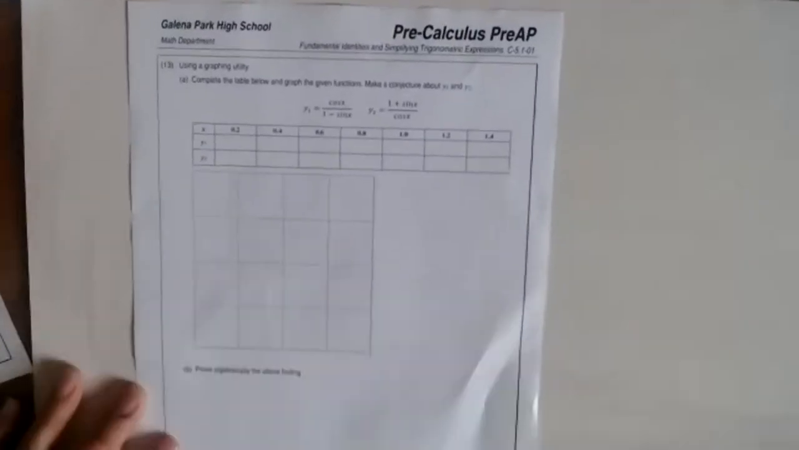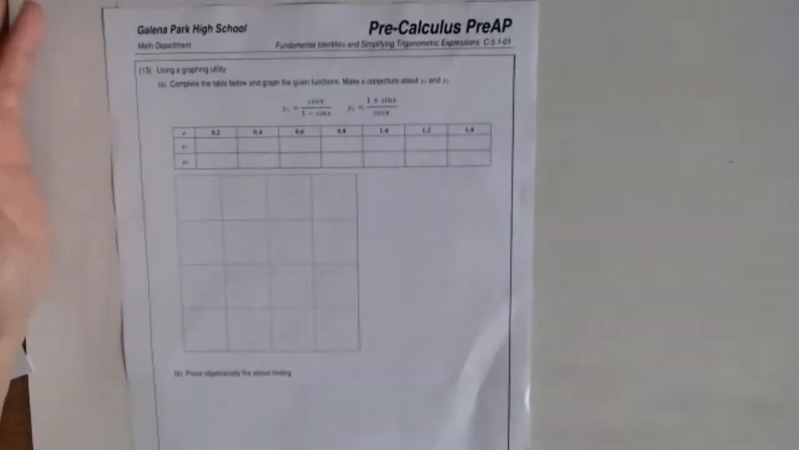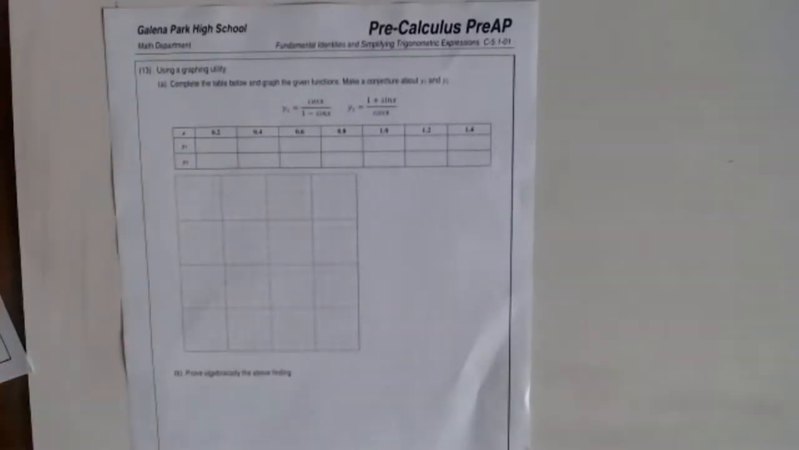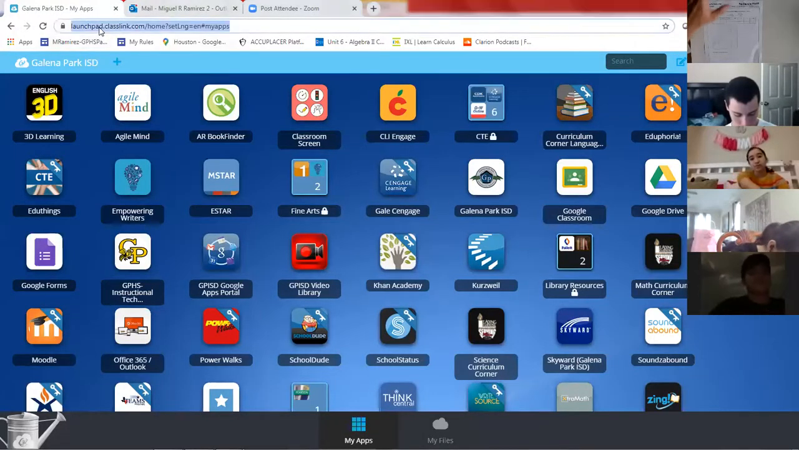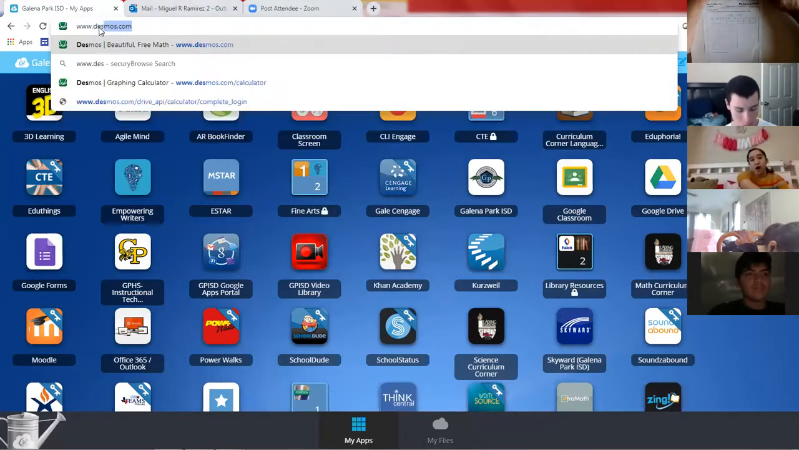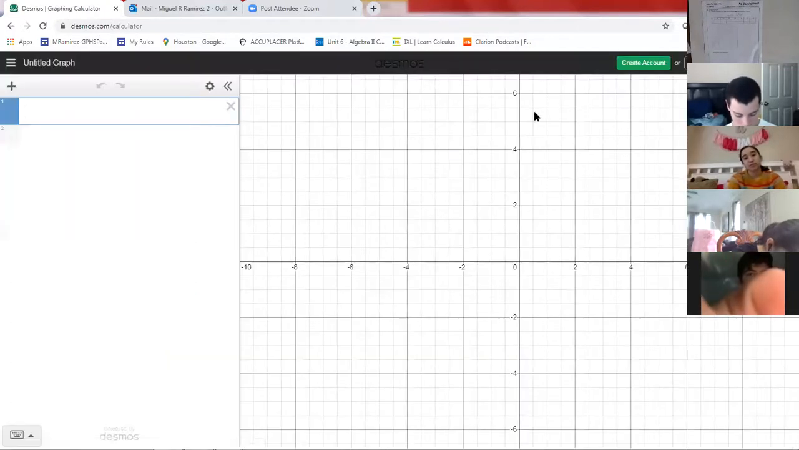Yeah, not a big deal. Let's see. If we don't have the calculator, that's the problem, correct? But you have access to Desmos. Okay, escape. So let me just share screen. Right here, let me just take right here. www.desmos.com, correct? And let's start graphing. Then in Desmos, you can now create an account.